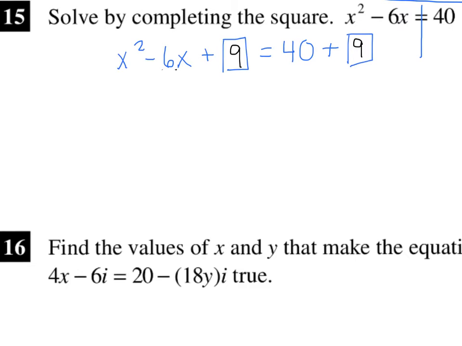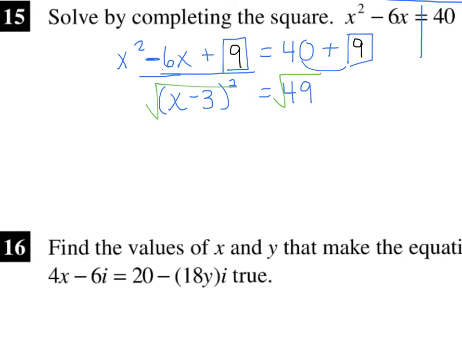So now we need to factor everything on the left. Factor all that. It's going to factor into (x minus 3) squared, since the factors of 9 that add up to negative 6 would be negative 3. 40 plus 9 is 49. Now we need to square root both sides. So we have x minus 3 equals the square root of 49, we know that, it's plus or minus 7.